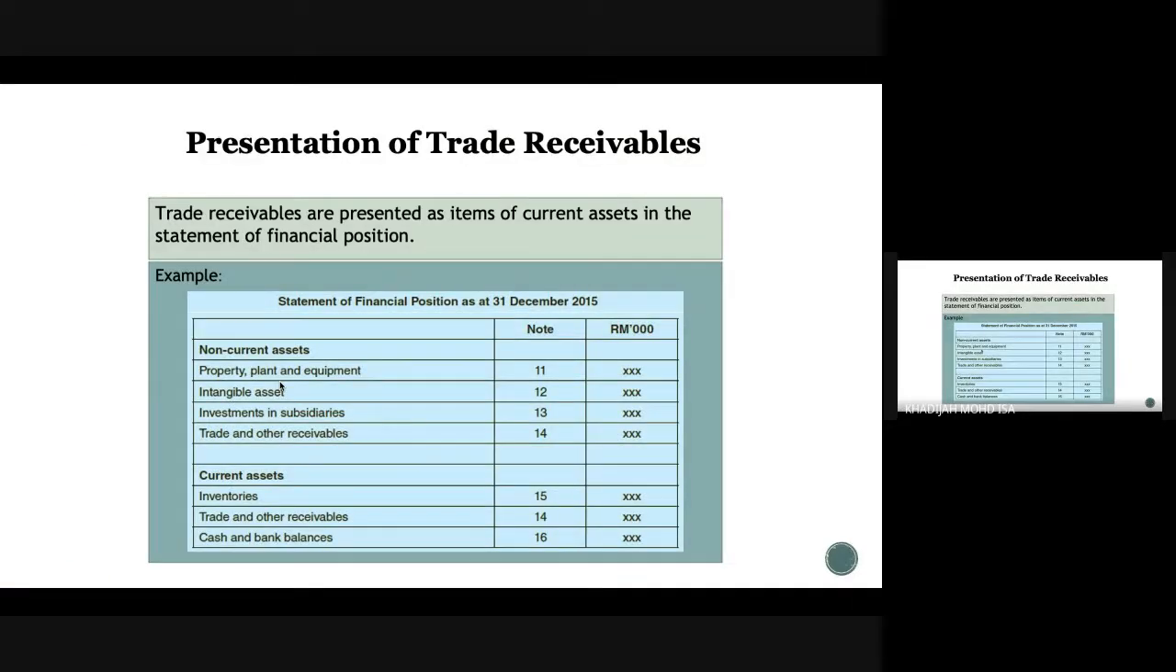All right, presentation of trade receivable as a current asset. So you see where is your trade receivable? Yeah, you have it here, current asset, you have trade and other receivables, right? And then you have to refer to the notes later. So it's under current asset. This is your statement of financial position where you have all your non-current assets and then you have your current assets. Under current assets, you have inventories, trade and other receivables, and then you have your cash. So what we are looking at now is the trade and other receivables.